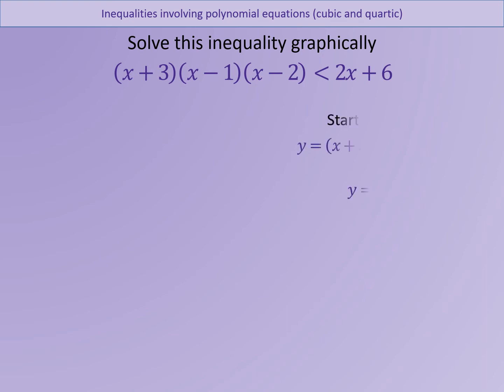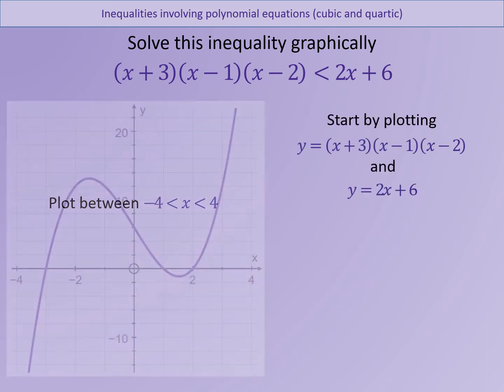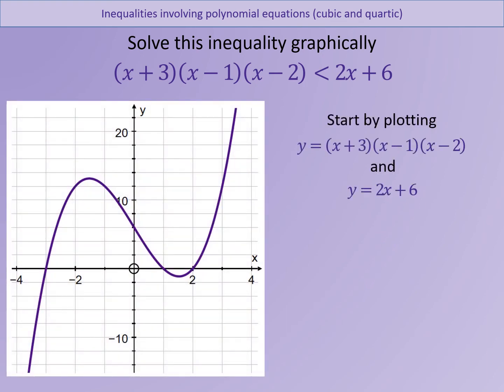So the cubic, I'm going to sketch that on a graph here. It's got 3 points of intersection with the x-axis, so minus 3, 1 and 2. Then going to sketch on the same axes the graph y equals 2x plus 6. I'm going to find where they intersect.